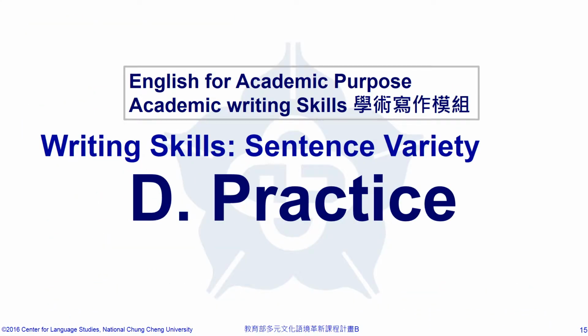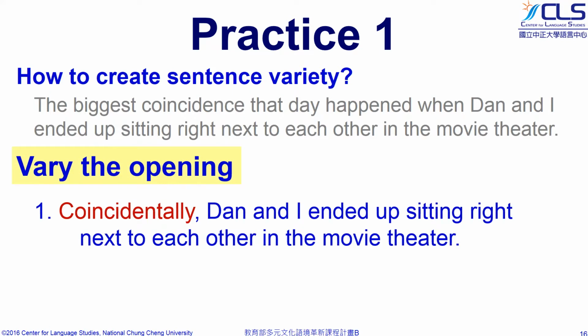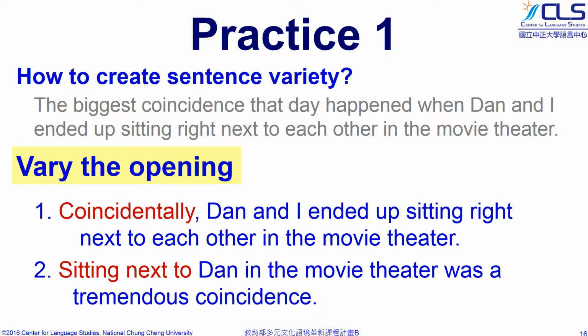Okay, let's check how much we've learned. How can we create sentence variety for this sentence? Think of using a different opening without changing the meaning of the sentences. First, we can start the sentence with an adverb, "coincidentally." Secondly, we can start the sentence with a noun phrase, "sitting next to."